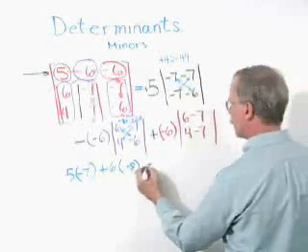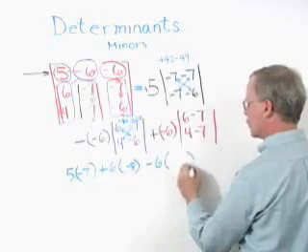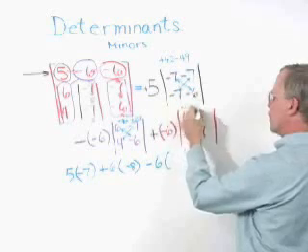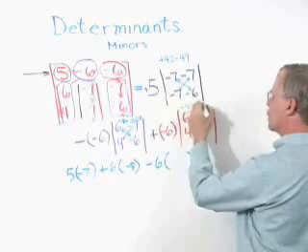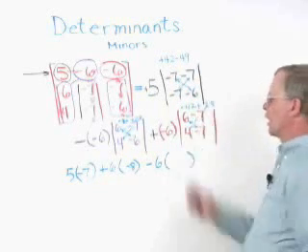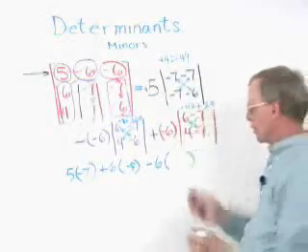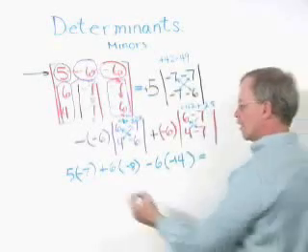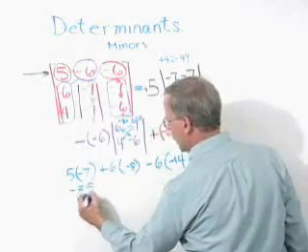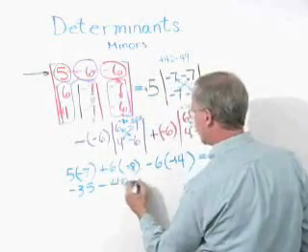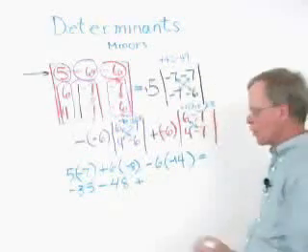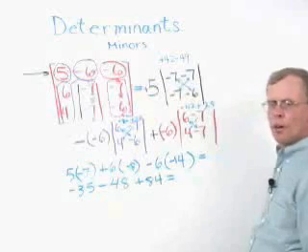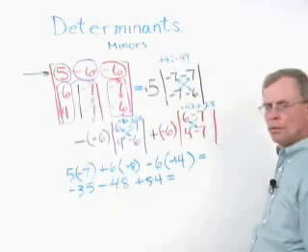And then we have -6 times, this is -42 minus -28, which is plus 28, and -42 plus 28 is -14. So we have -35 minus 48 plus 6 times 14, which is 84, and those all add up to 1.